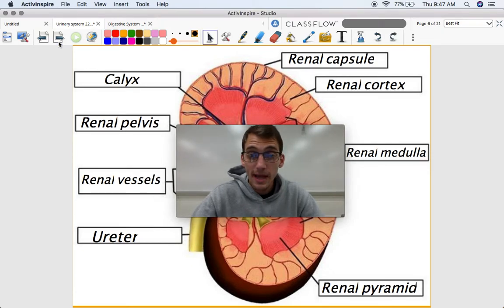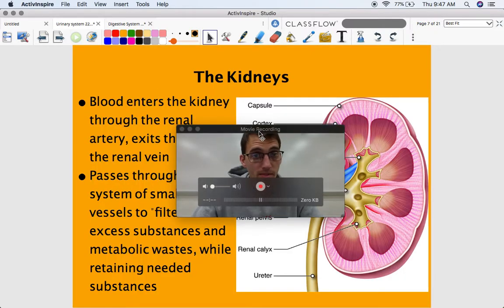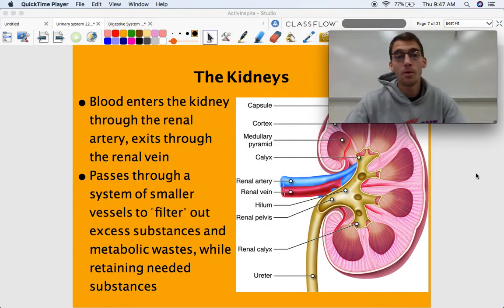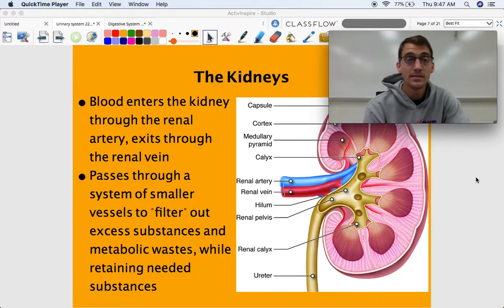Yeah, so there's your anatomy of the kidney, and we're going to talk more about these structures here momentarily. All right, so a little bit more about the kidneys. Blood enters the kidney through the renal artery and it exits through the renal vein. It passes through a system of similar vessels to filter out excess substances and metabolic wastes while retaining needed substances.